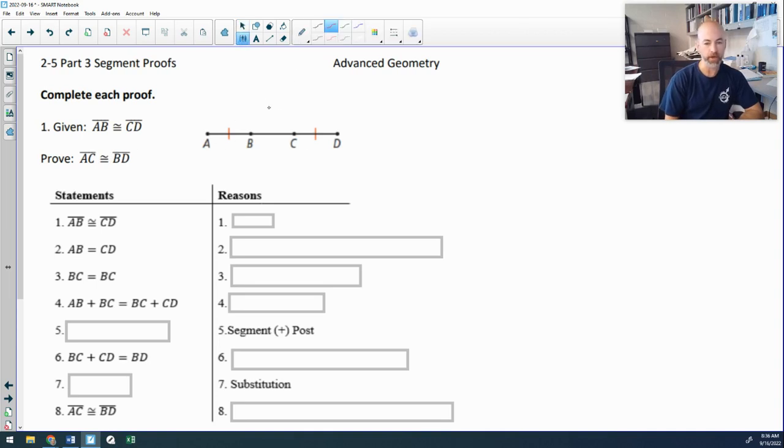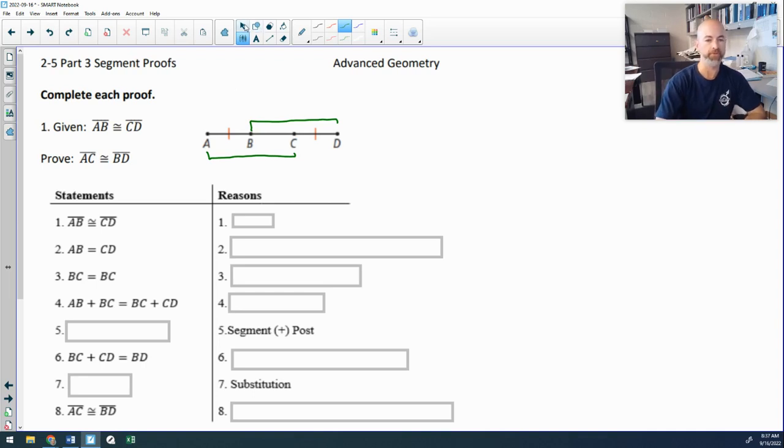If they didn't already mark AB and CD congruent with the little tick marks, I would do that, but that was done for you. I am going to add a little note to myself just to visualize what's going on. Our ultimate goal is to show that that piece from A to C is congruent to the segment that starts at B and ends at D. So there's our game plan.